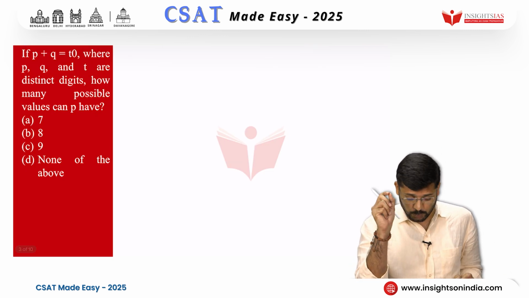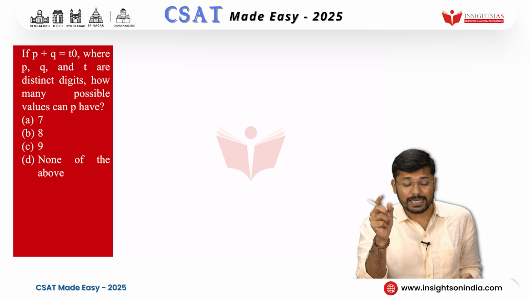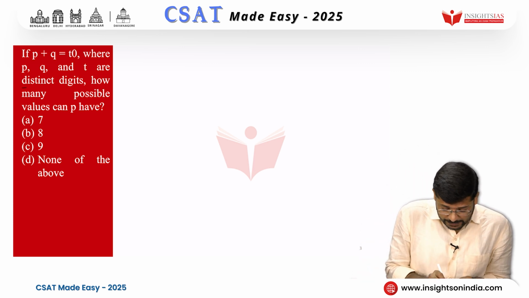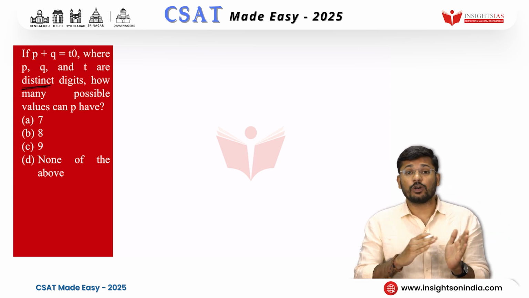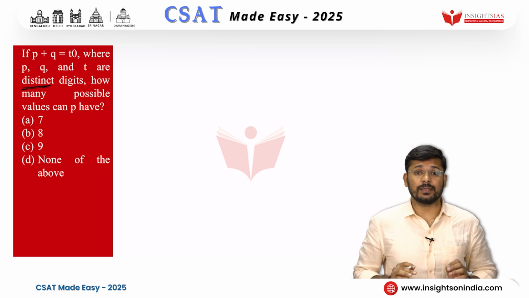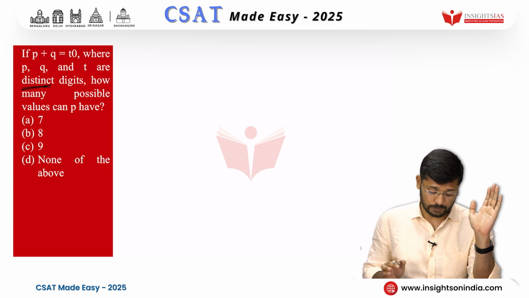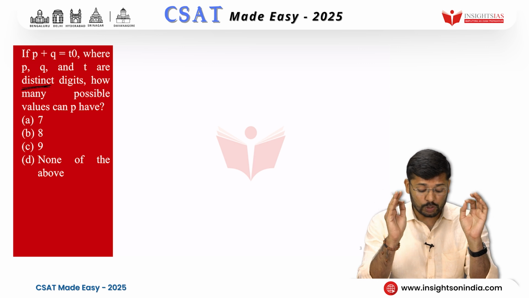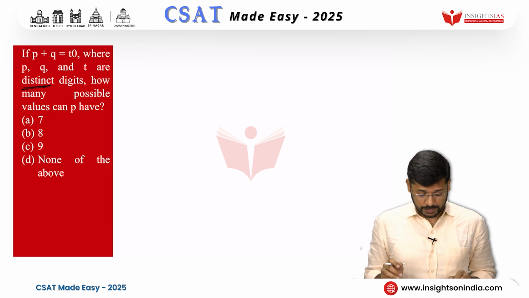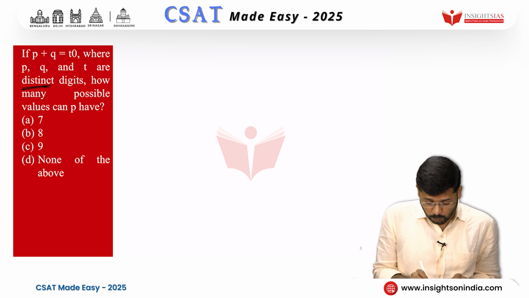If P plus Q is equal to T0, where P, Q and T are distinct digits. Now, this is the key point here, distinct. So, none of them is equal to the other. For example, if P is 5, Q cannot be 5. Done. Now, how many possible values can P have?